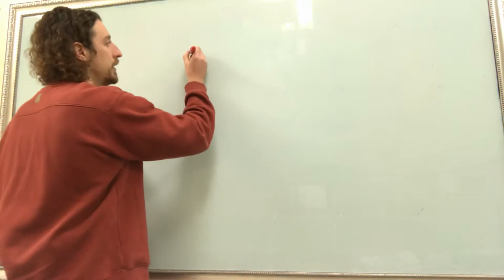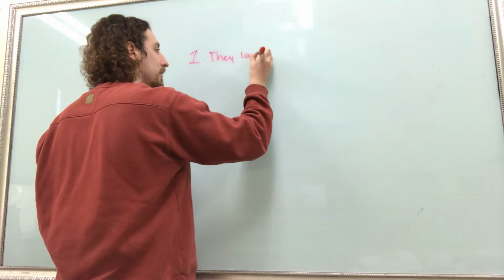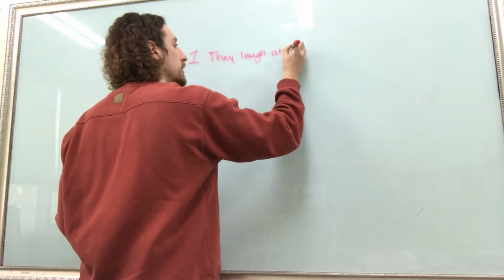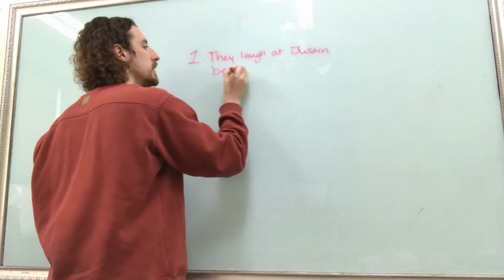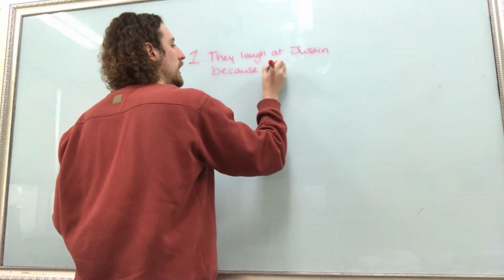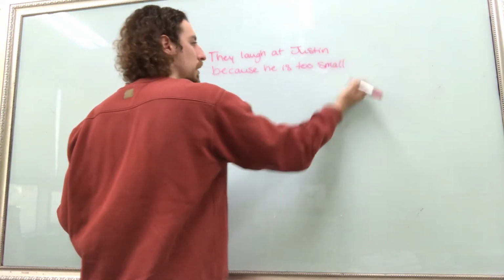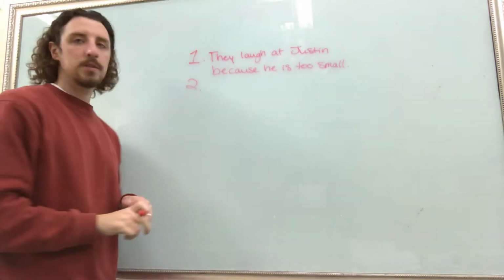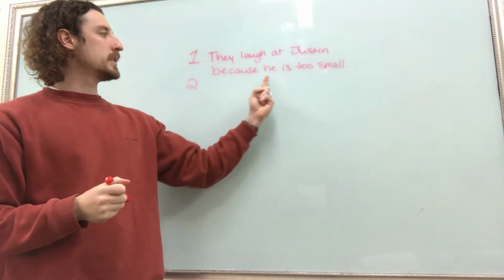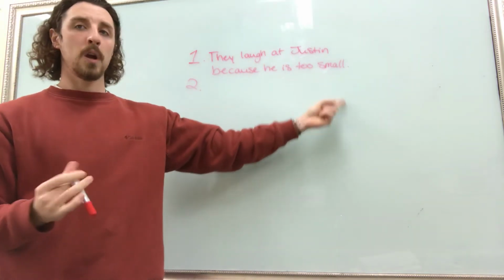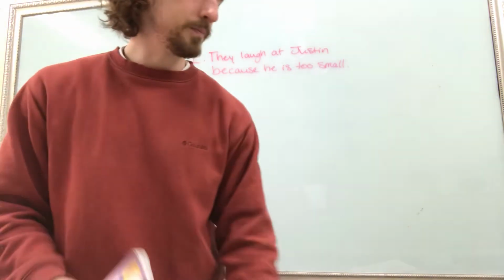So the answer to that one, they laugh at Justin because he is too small, right? That is the answer to number 1. They laugh at Justin because he is too small. All right? So pause the video if you have to write that down. We're going to move on to number 2.